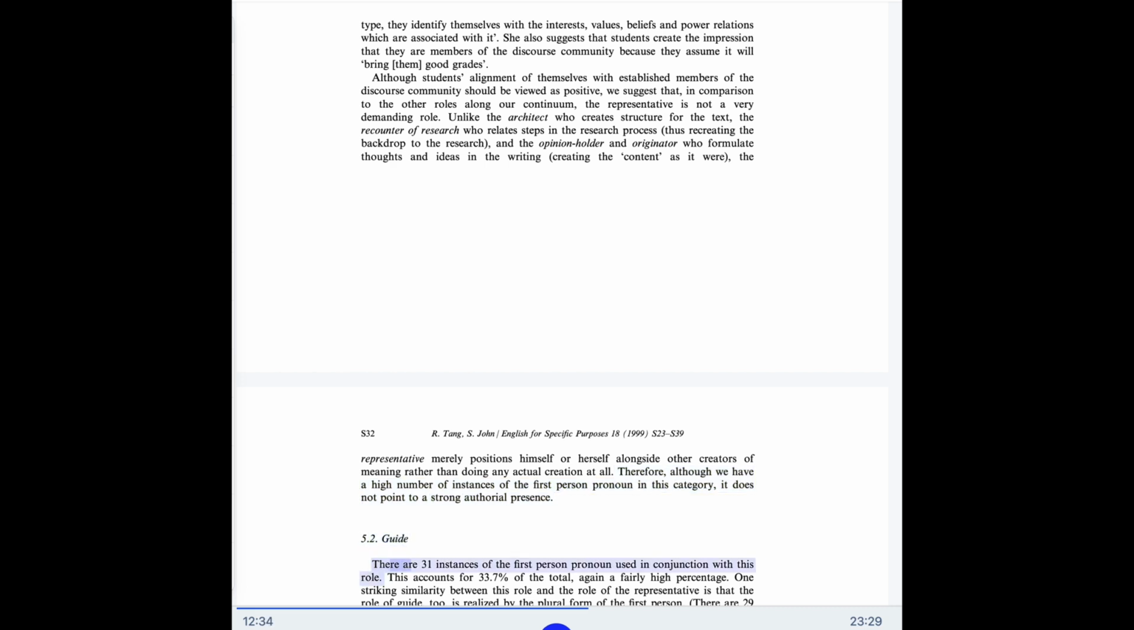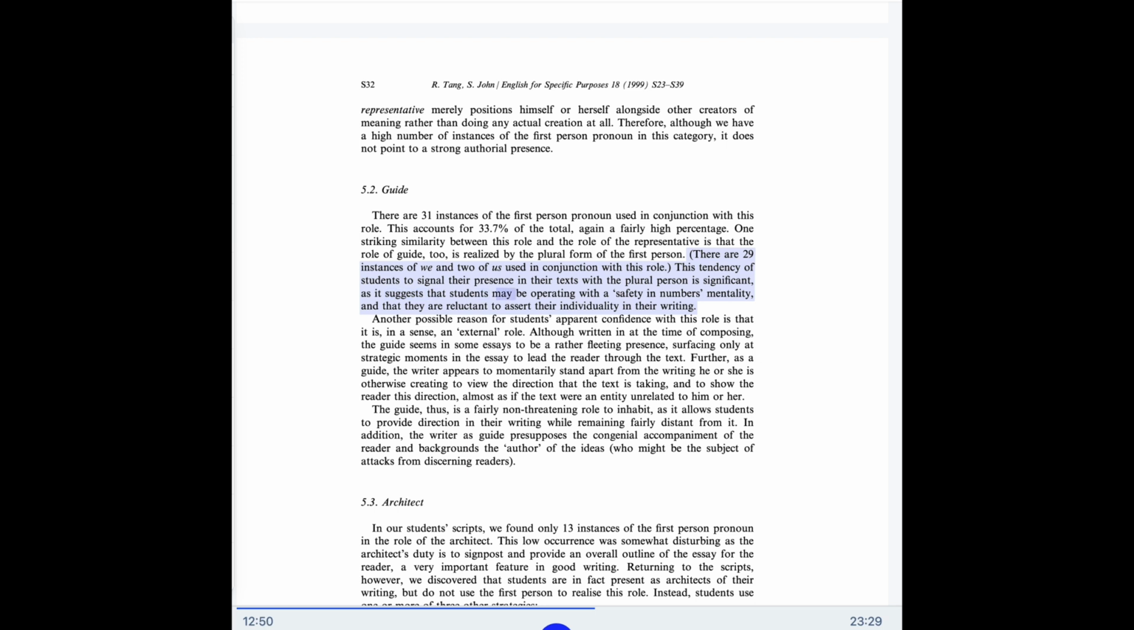5.2. Guide. There are 31 instances of the first person pronoun used in conjunction with this role. This accounts for 7% of the total, again a fairly high percentage. One striking similarity between this role and the role of the representative is that the role of guide, too, is realized by the plural form of the first person. There are 29 instances of "we" and 2 of "us" used in conjunction with this role. This tendency of students to signal their presence in their text with a plural person is significant, as it suggests that students may be operating with a safety in numbers mentality and that they are reluctant to assert their individuality in their writing.